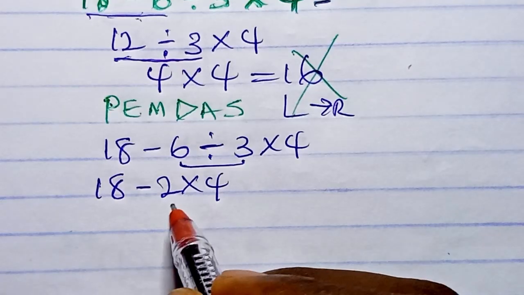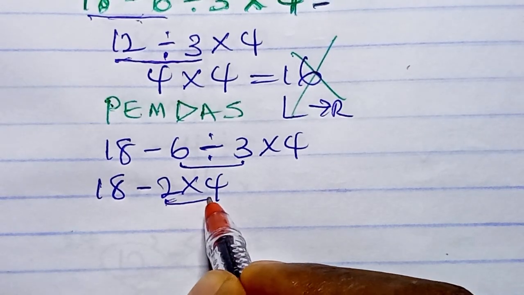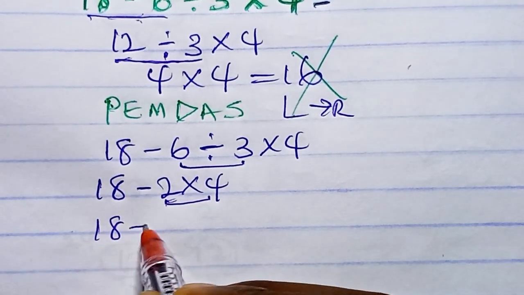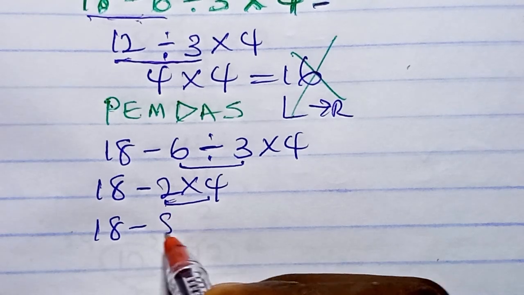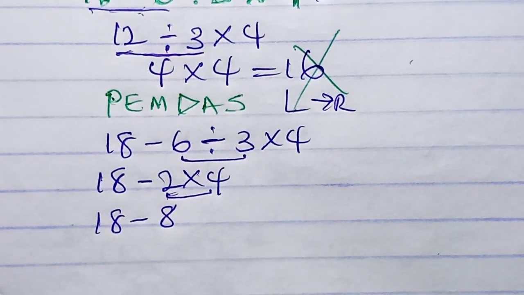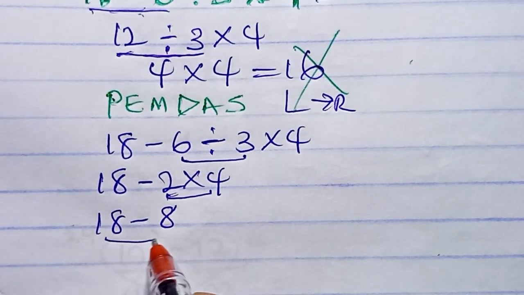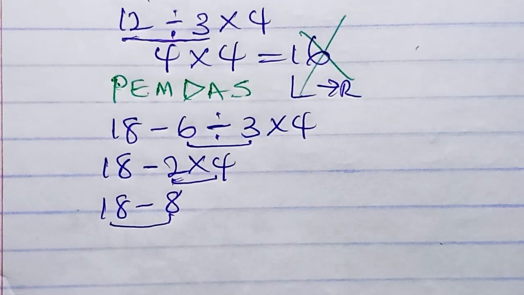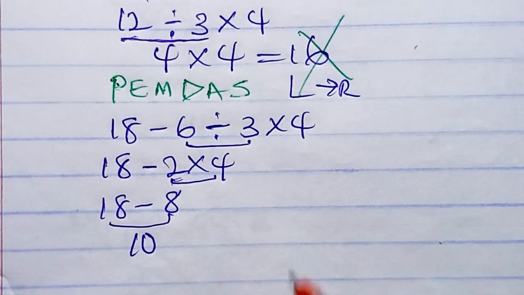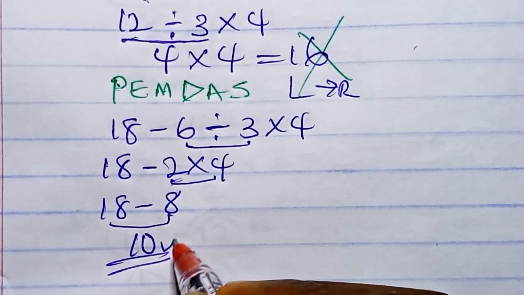So now we have to do this multiplication. So 18 minus 2 times 4 is going to give us 8, alright? So 18 minus 8 is going to give us 10, alright? So this is the answer.